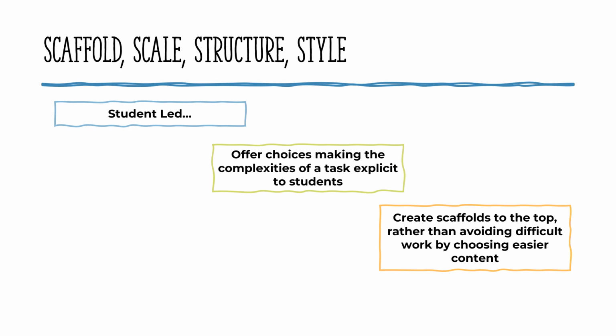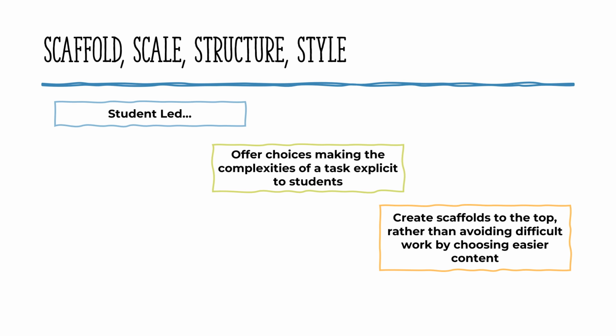Obviously, then what we're looking to do here is to create those scaffolds that are going to move students to the top. And actually, what we're encouraging them to do is to not take the easy route out. If we offer too much choice in terms of different activities for students to undertake, it might be that some students actually avoid the difficult work and choose that easier content. So by creating scaffolds that go to the top, we're almost avoiding that race to the bottom. Actually, what we're doing here is scaffolding success as much as possible for every single student.